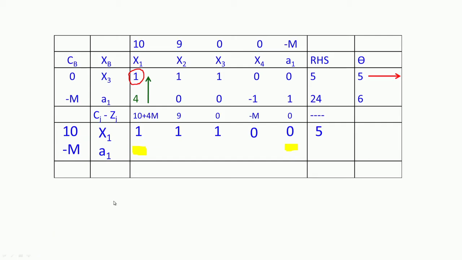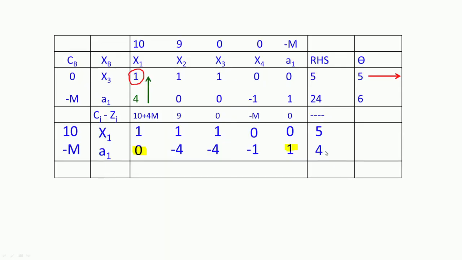So, I will have 4 minus 4 times 1 is 0, 0 minus 4 into 1 is minus 4, 0 minus 4 into 1 is minus 4, minus 1 plus 0 into 4 is minus 1, minus 1 plus 0 into 4 is minus 1, plus 1 minus 0 into 4 is plus 1, and 24 minus 5 into 4, 20, is plus 4. Now, this is the solution, x1 equal to 5, a1 is equal to 4.